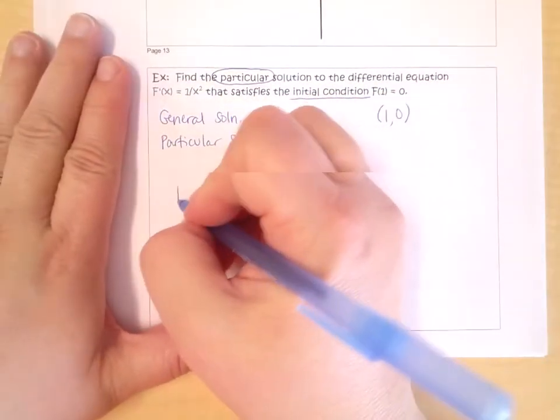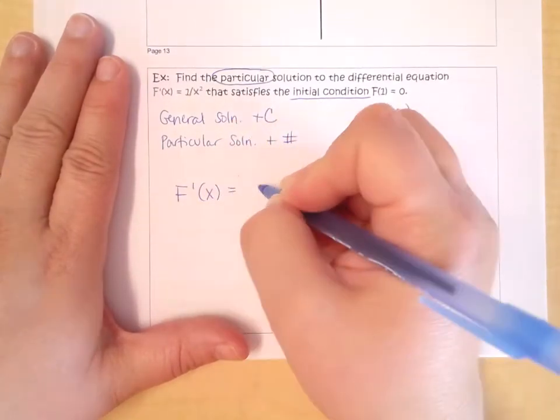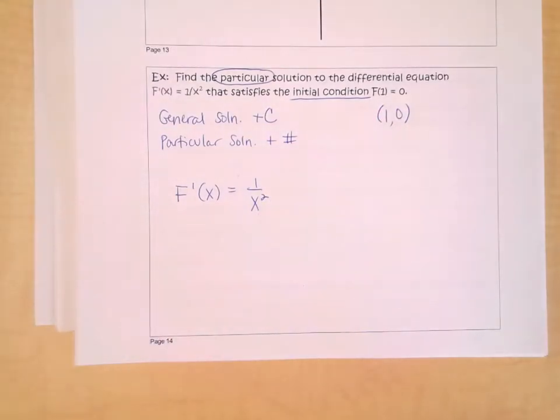All right, so capital F prime of x is equal to 1 over x squared. And we're asked to find the solution to this differential equation. In other words, they're asking us to integrate.